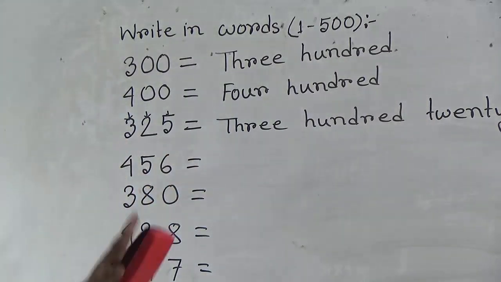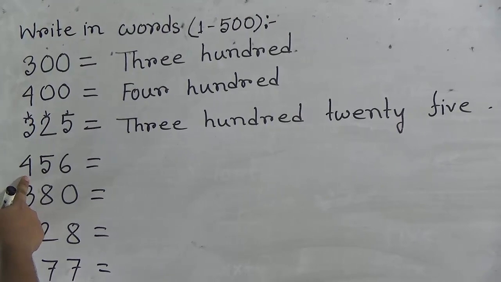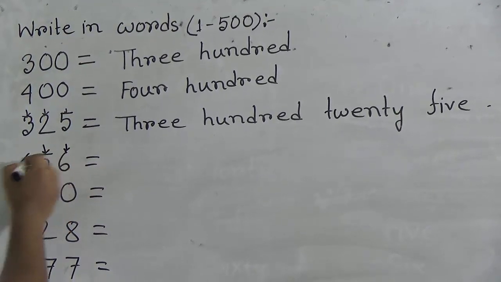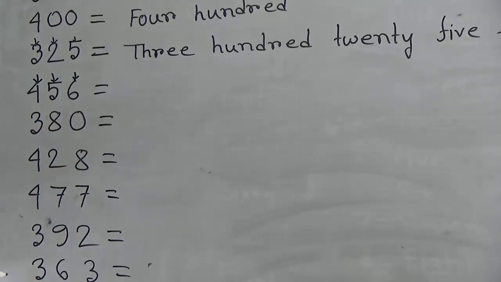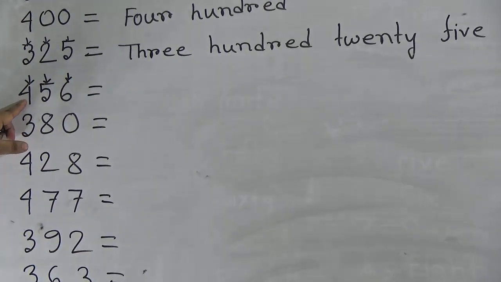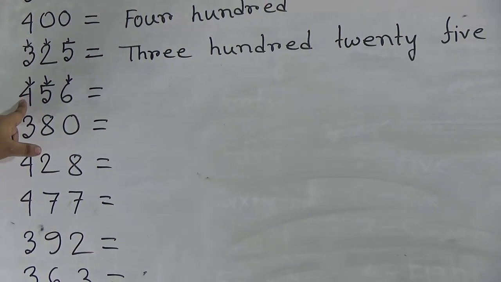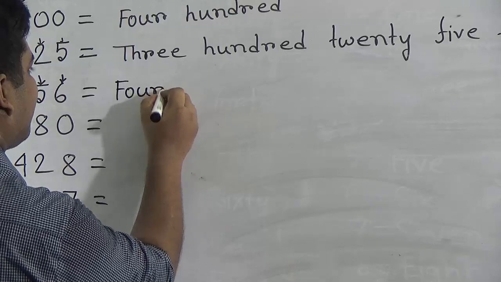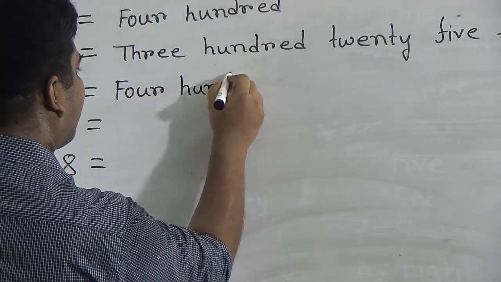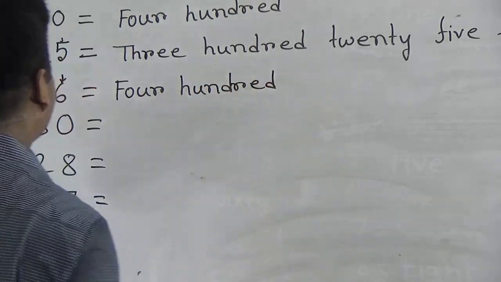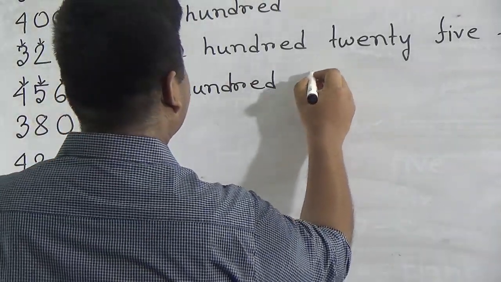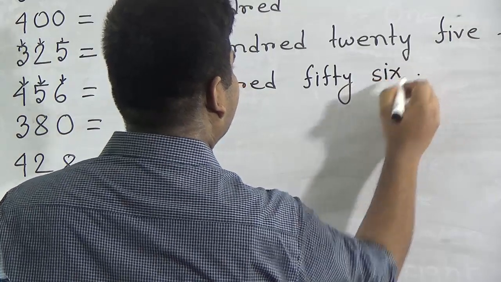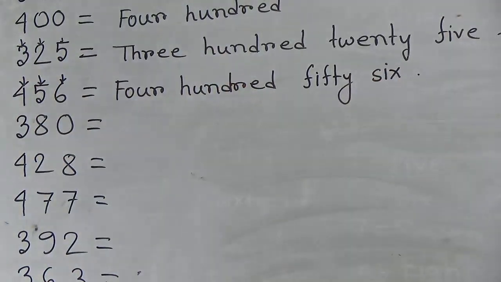Okay, our next one is 456. This is in ones place, this is in tens place, and this is in hundreds place. The number which is in hundreds place is 4. So we write 400 first, F-O-U-R, then hundred, then 456, F-I-F-T-Y, 56.